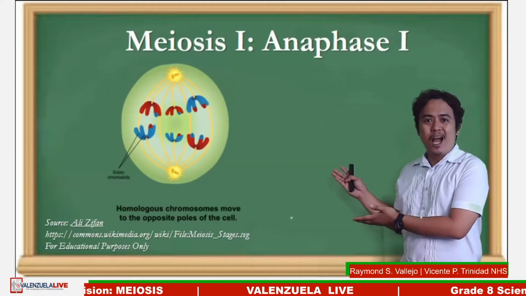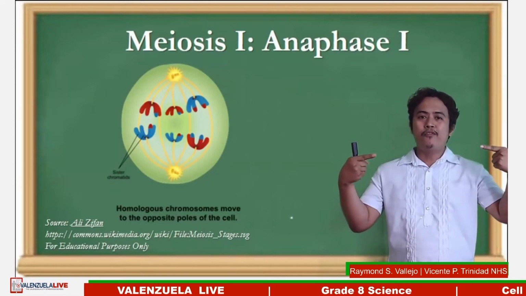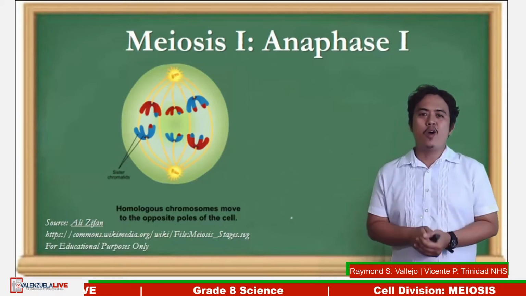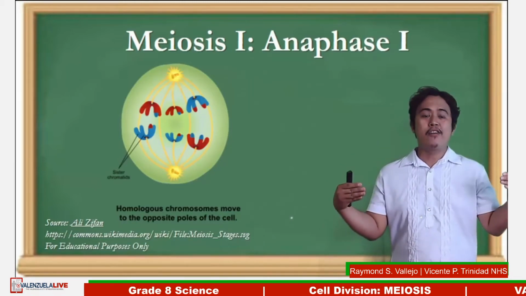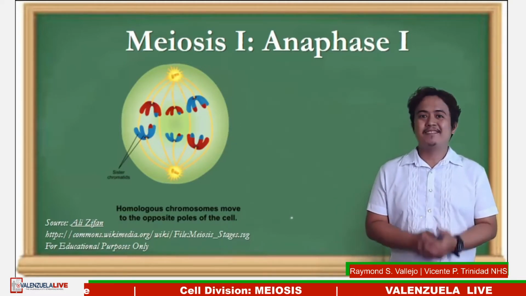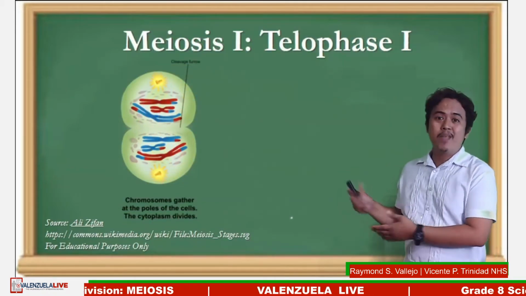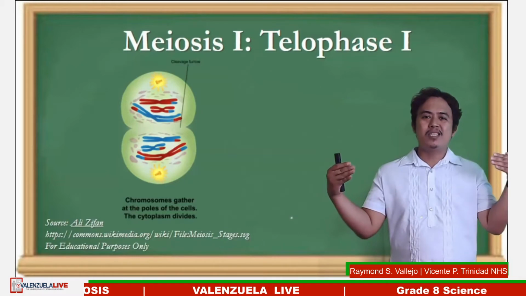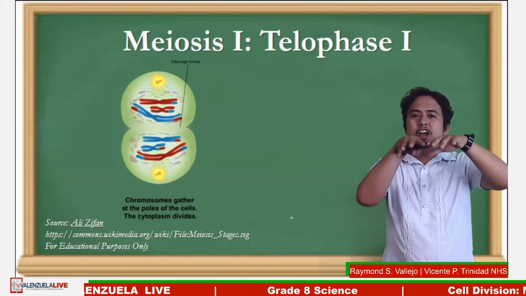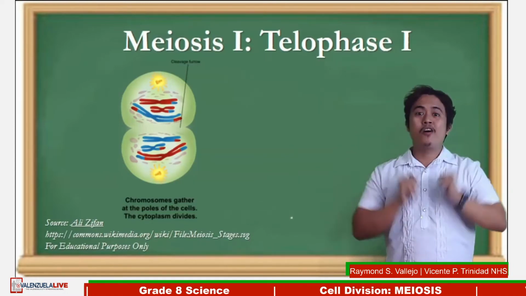In anaphase 1, homologous pairs are pulled apart and moved to the opposite ends of the cell. The sister chromatids of each chromosome, however, remain attached to one another and do not come apart. In telophase 1, chromosomes arrive at the opposite ends of the cell. Chromosomes decondense, nuclear membrane reforms, and cytokinesis occurs.